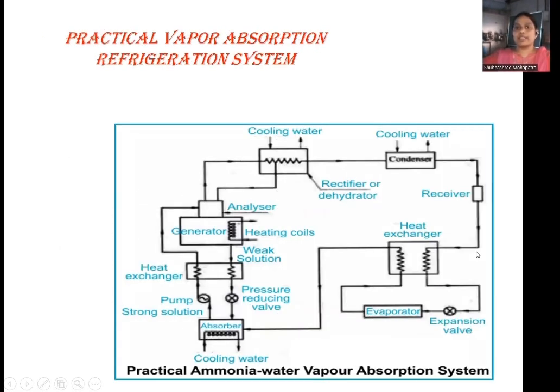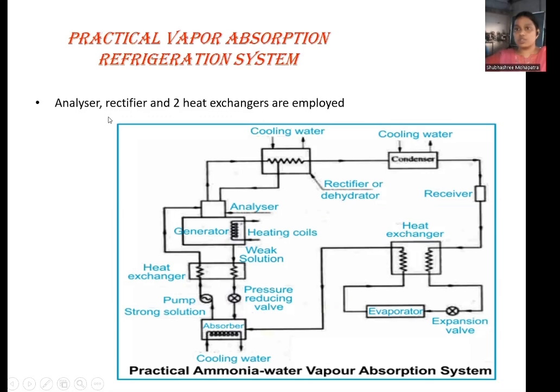For the practical case, we are using one analyzer, one rectifier, and two heat exchangers. The function of the analyzer and rectifier is to remove any moisture present in the ammonia vapor leaving the generator. If the moisture present in the vapor refrigerant comes to the expansion valve, it will choke the expansion valve during the expansion process.